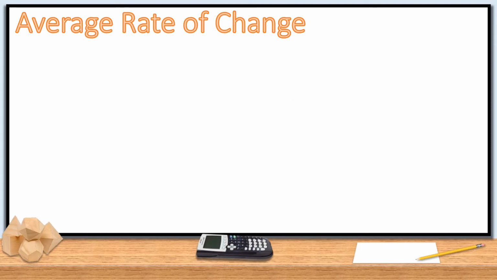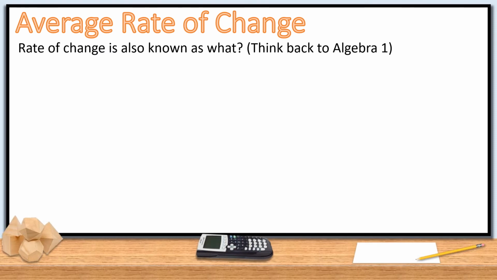Next up is average rate of change. So this is also known as rate of change. What is it? That is our slope. So we talked about the rate of change of linear functions. That was the rate at which the y values changed as the x value increased or decreased.